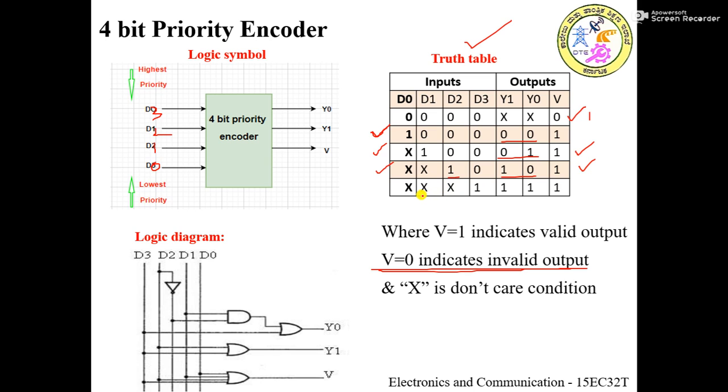Similarly, in the last case, the D3 bit is 1. Whenever the D3 bit is 1, since D3 has the highest priority, irrespective of the input bits D0, D1 and D2, whether they are 1 or 0, D3 will take the precedence. So that's why the output will be 1, 1.